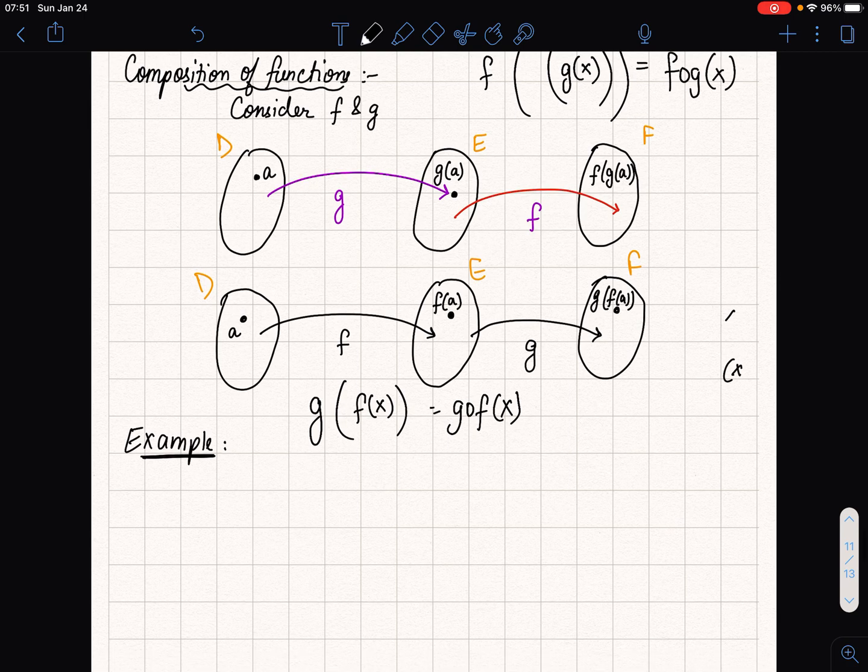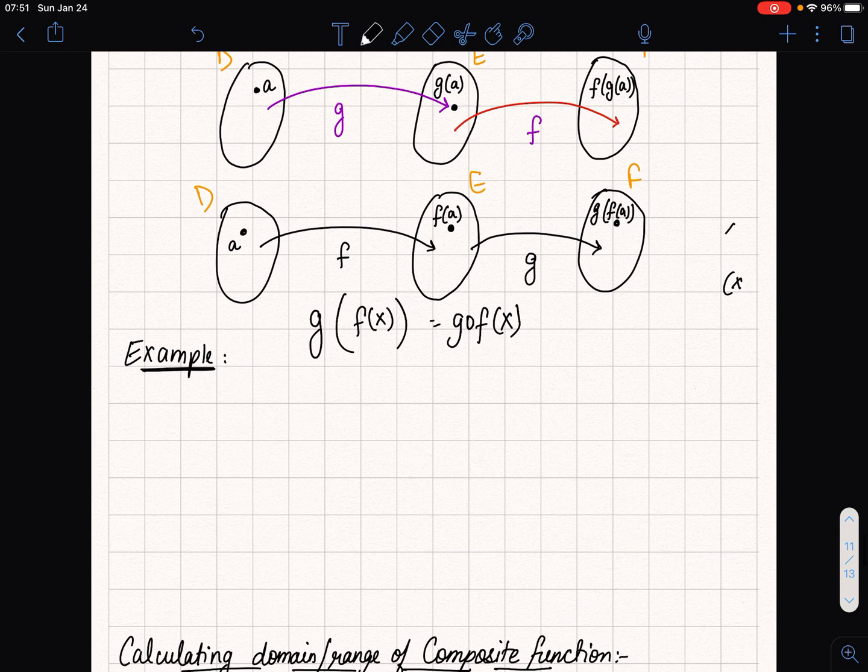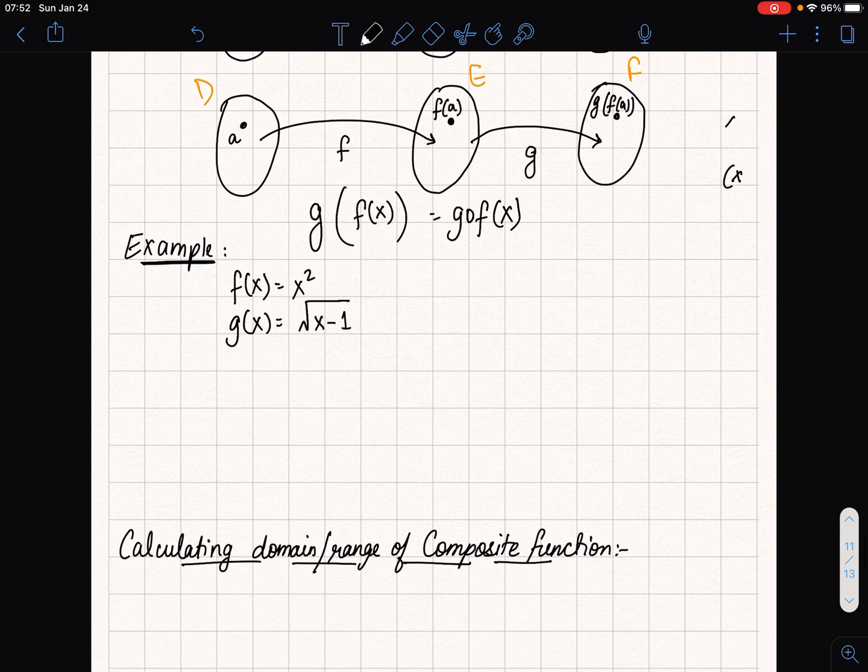Clearly, we have to take care of the domain and the codomain of the first function to determine the domain and the codomain of the second function. We'll understand that by an example. Consider f of x equals x squared, while g of x equals square root of x minus 1. We calculate f o g, f o f, g o g, g o f.